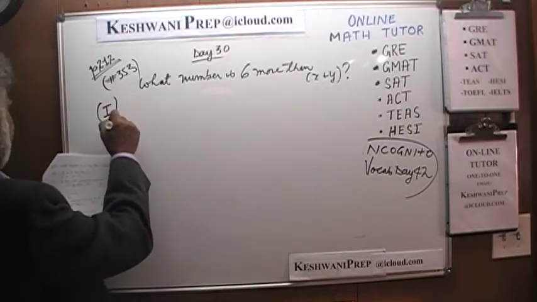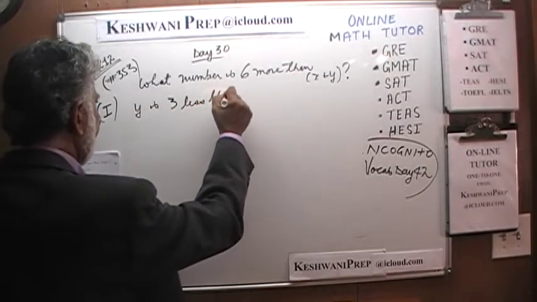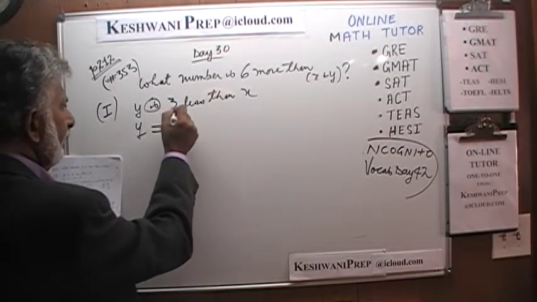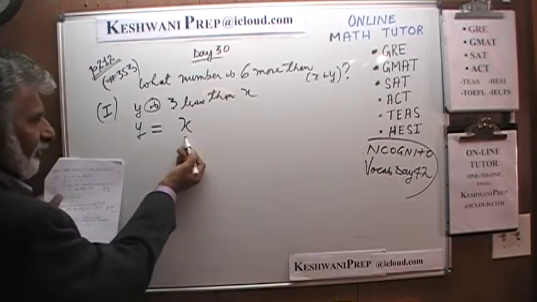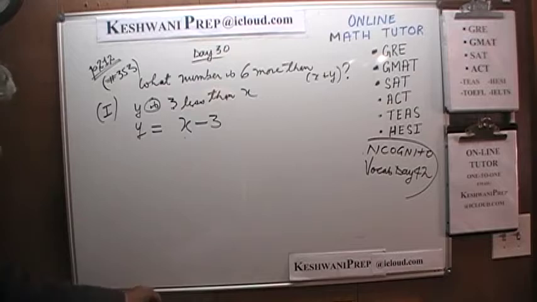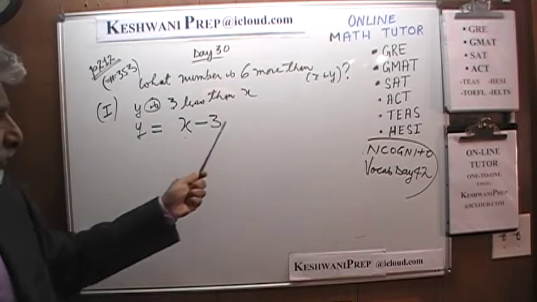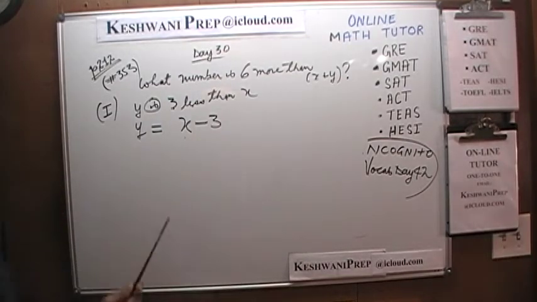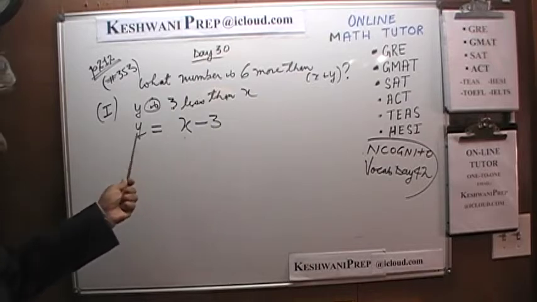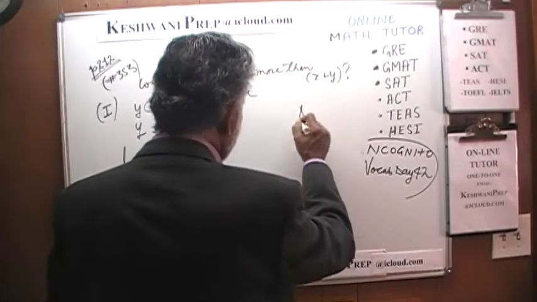The first statement tells us that y is 3 less than x. So here's x, whatever the x is, you take away 3 from here, that's y. Do you see a problem here? Can we answer the question, what number is 6 more than x plus y? The answer is no. We don't have to think too much about it, because we simply have one equation and two unknowns. We cannot solve for two unknowns with just one equation. First statement by itself is not going to be enough.